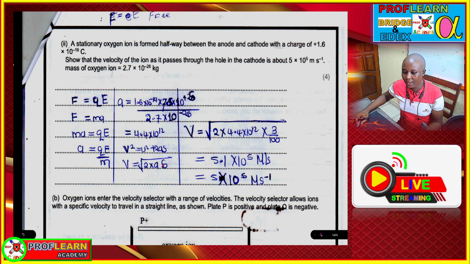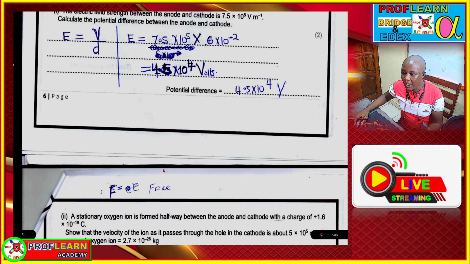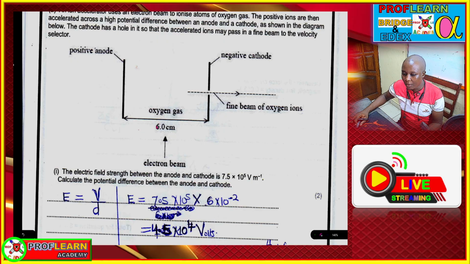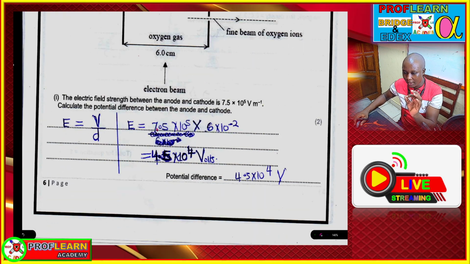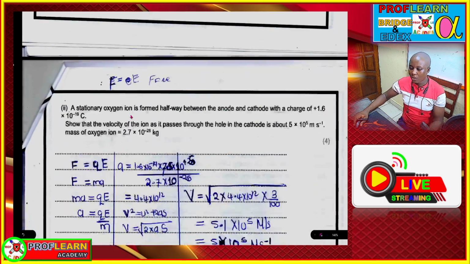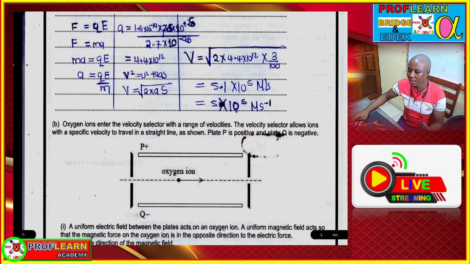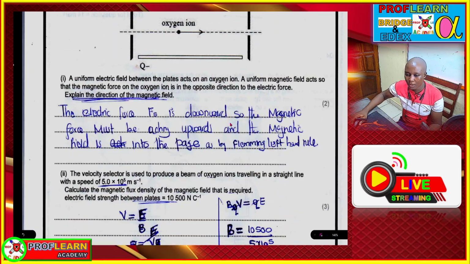Then if you make v the subject, we can have the square root of 2 times acceleration times the displacement. But the displacement we're going to use, guys, will be half of 6, which is going to be 3, because it was midway between the plates. Okay, so if you work it out, you are going to get 5 times 10 to the power 5 meters per second. That should be okay.